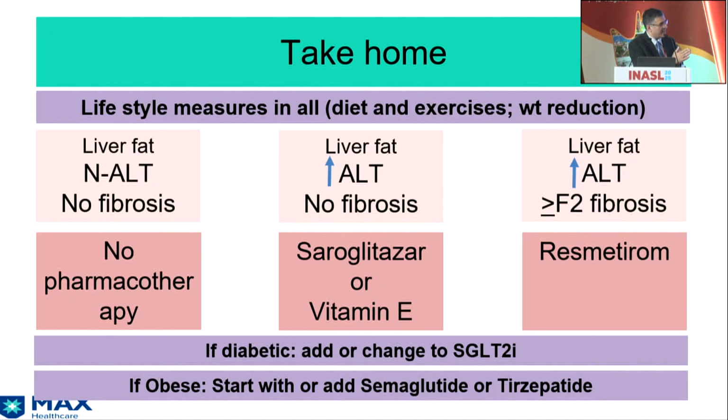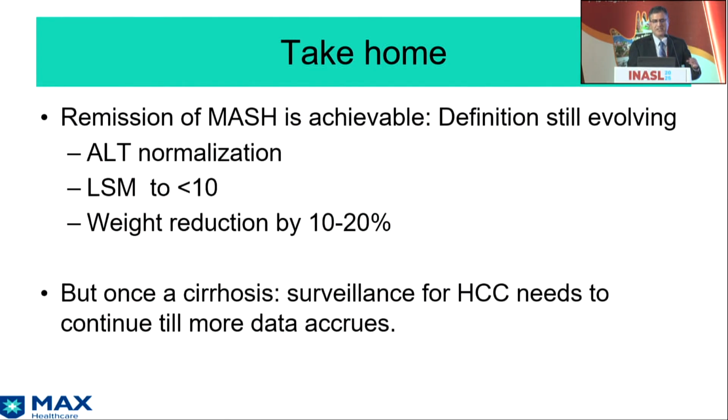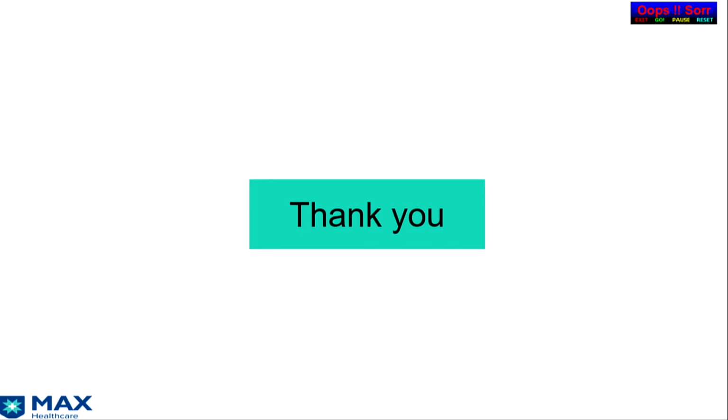If diabetic, add or change to SGLT2 inhibitors. If obese, start with or add GLP-1 RAs. Remission of MASH is a new concept and is achievable. The definition may still be evolving. And again, like I said, we'll have your opinion now. But once cirrhotic, surveillance of HCC needs to continue until more data accrues. Thank you so much, and sorry for exceeding the time. Dr. Sanyal, can we have your opinion on that?